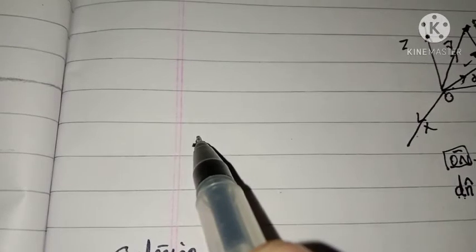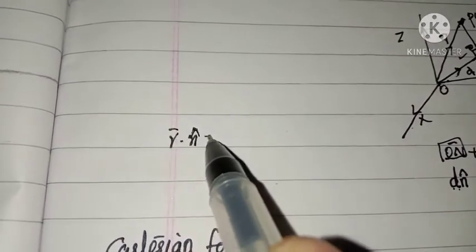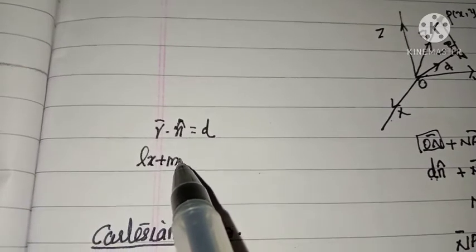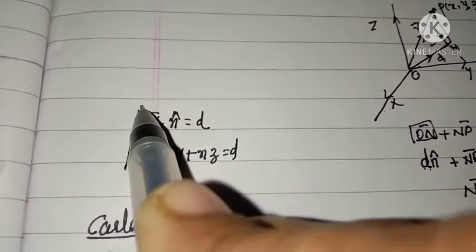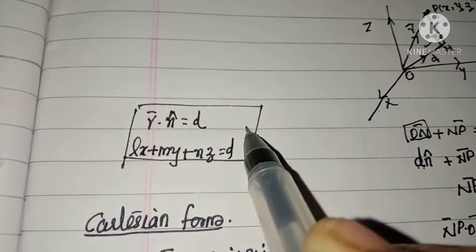So you have to learn by heart the vector equation r dot n is equal to d and the Cartesian form lx plus my plus nz equal to d. These two equations.